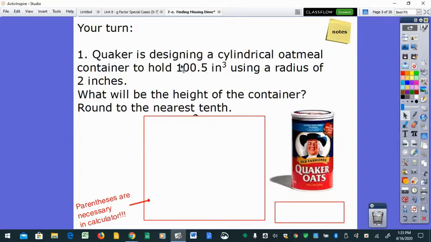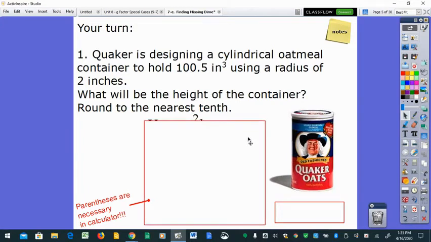Now, wait a minute, Mrs. Wood, I don't see the word volume in there. But look at the units. Because they are cubic units and it's talking about holding that, that is your volume, and that's why units are so important. As soon as I see that cubed, I know this is the V. The radius, again, from the center to the outer edge is 2 inches, and we need to know what the height is. So this time we're looking for the height.